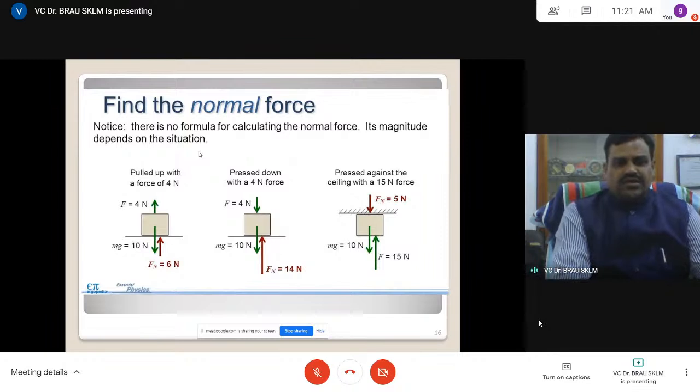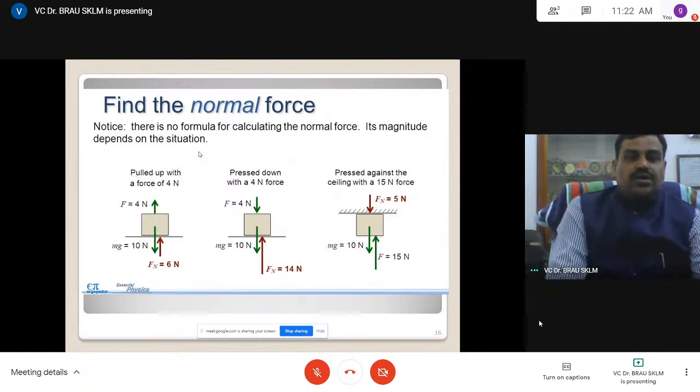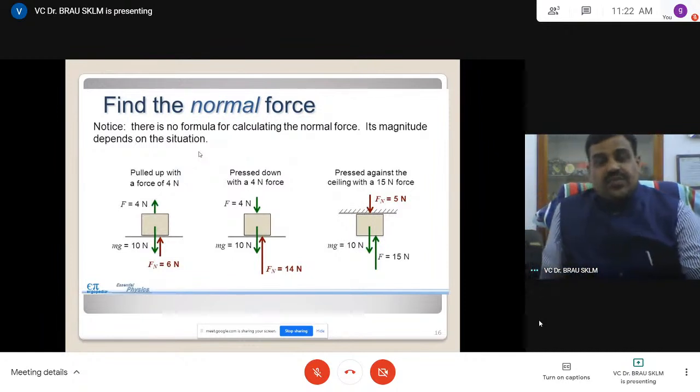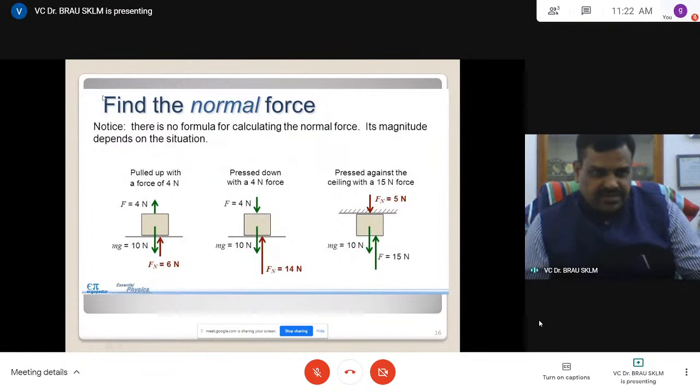See, generally there is no formula for how to calculate the normal force. It depends upon the situation. Its magnitude depends on the situation. Suppose a 4 Newton force is applied upwards, and the weight of this block is 10 Newtons downwards. I applied an external force of 4 Newtons. The weight is downwards, 10 Newtons for this block. The weight is always the same, 10 Newtons, 10 Newtons, 10 Newtons.